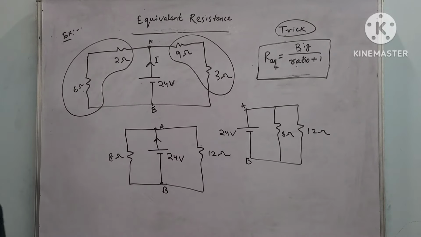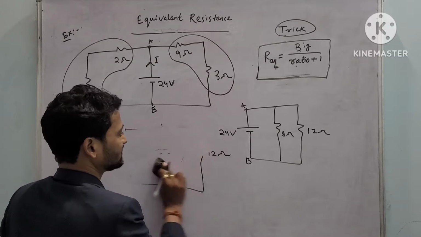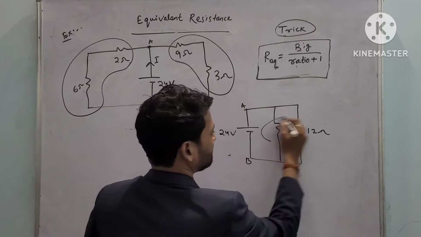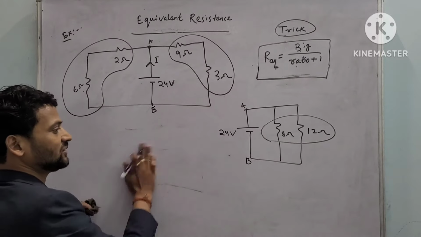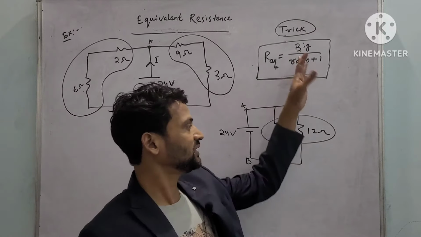There is no difference, right? So now tell me, what is the equivalent resistance? So clearly you can see, or you can say, both are in parallel. So what is the equivalent resistance? The equivalent resistance is the reciprocal of the sum of reciprocals.